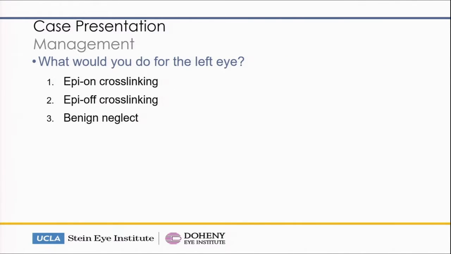So the question is for you this morning, what are you going to do for this patient who now has progressive steepening of the cornea in her left eye, having had the microperforation in the right eye? Epi-on crosslinking, number 1. Number 2, epi-off crosslinking. Or number 3, benign neglect. I'll let everybody vote.